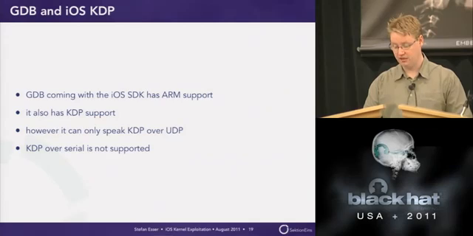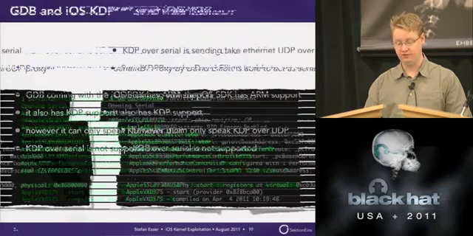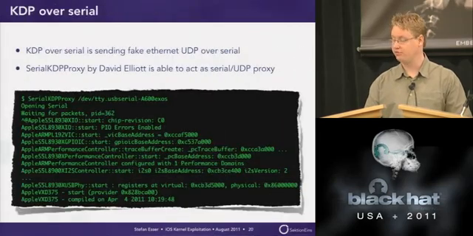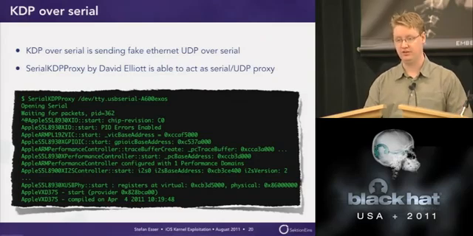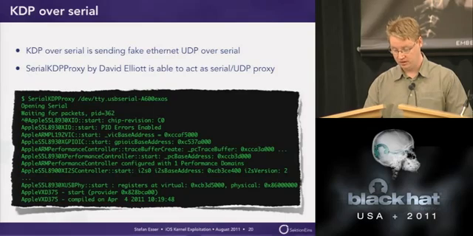But another guy had the same problem as me, though he was debugging MacBook Airs, I think. So he wrote a little proxy tool that will just speak fake UDP over serial. And you can download this. You have the slide on the CD. You just look up his name or the name of the thing, and you can download it.